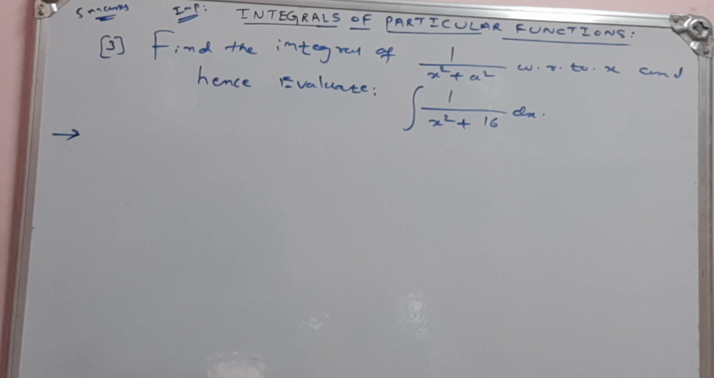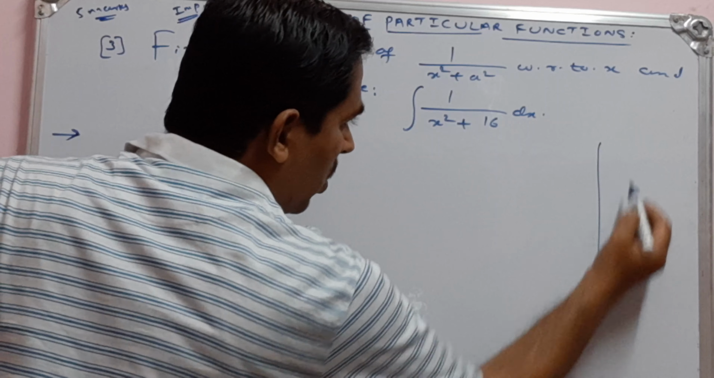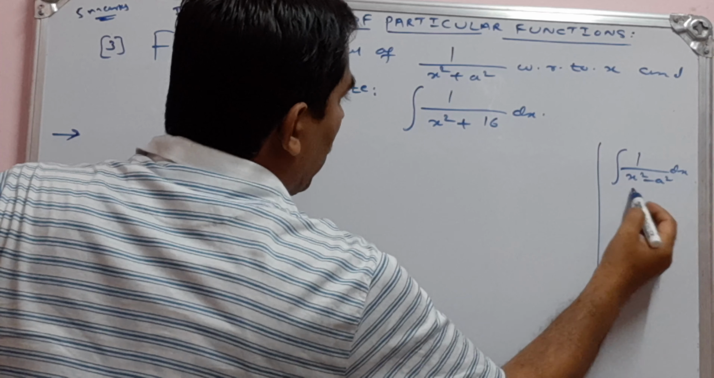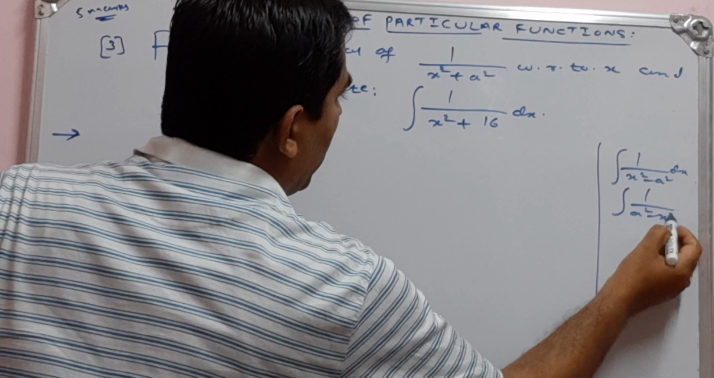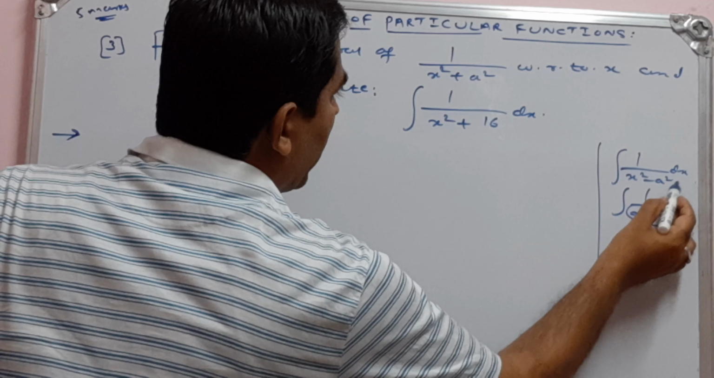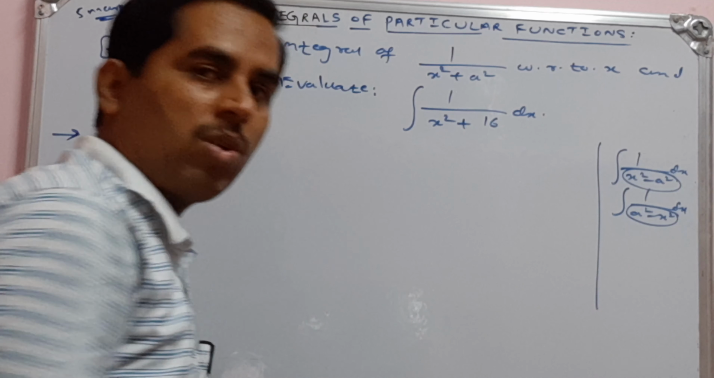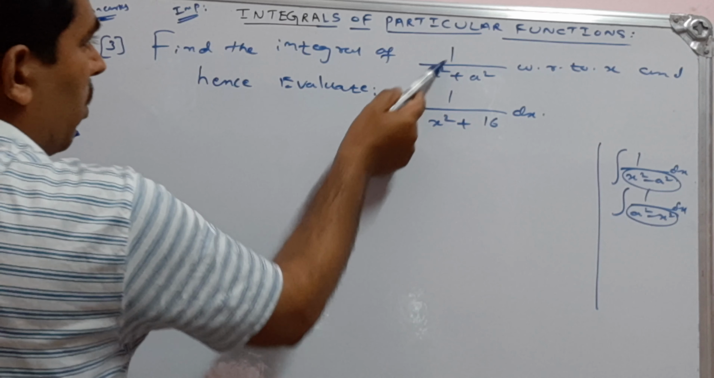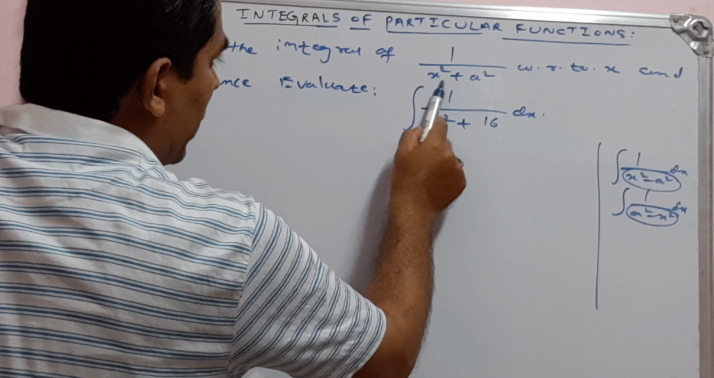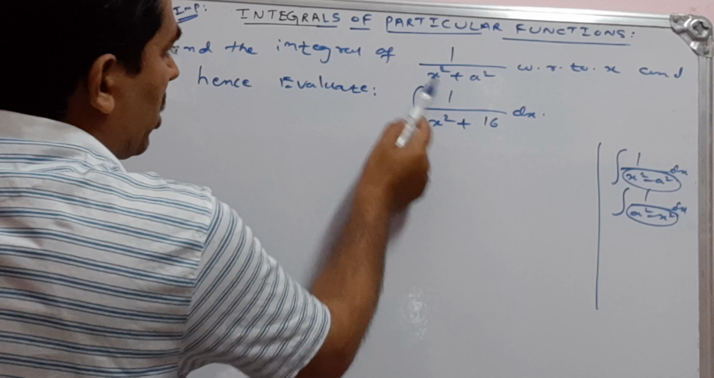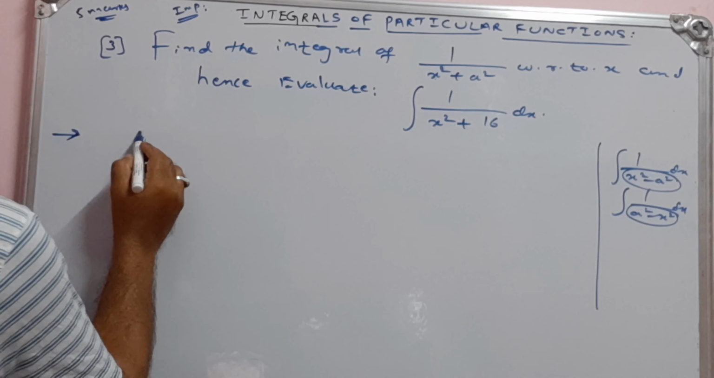Say, observe this, 1 by x square plus a square is given. So we have worked out two results, that is integration of 1 by x square minus a square. Then another one is integration of 1 by a square minus x square. Observe the denominator, a square minus x square, and this one is x square minus a square. So we have derived these two results. Now we are considering this 1 by x square plus a square. Denominator is x square plus a square. Numerator fixed, that is 1. And coefficient of x square in all the cases is 1. So let us take up this.